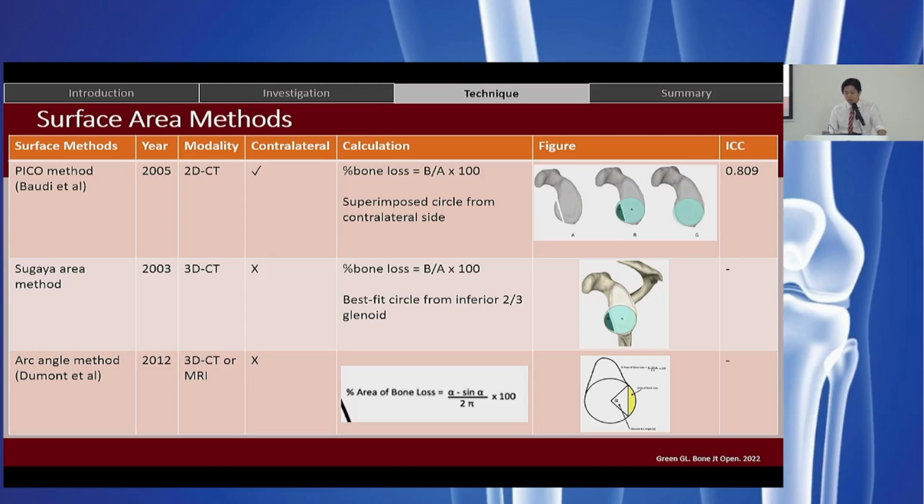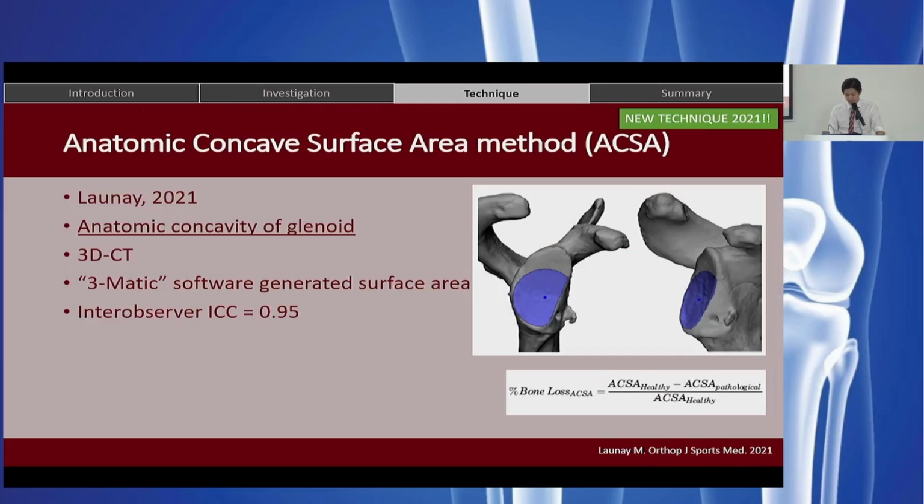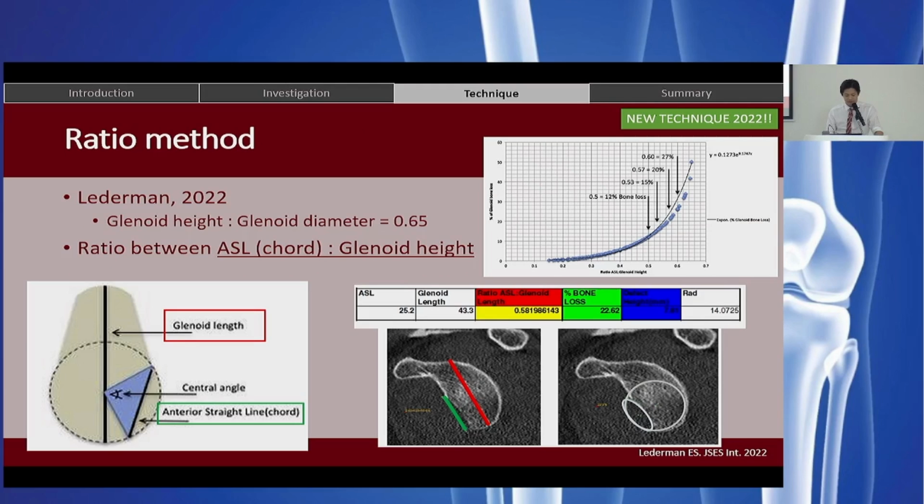However, I would like to share some of the newer methods that have been introduced in the past few years. First, we have the anatomic concave surface area method introduced by Laune in 2021. This method has a principle that the inferior two-thirds of the glenoid is not only circle shaped, but also has a concavity. So they use their special software to calculate the area of the bone loss.